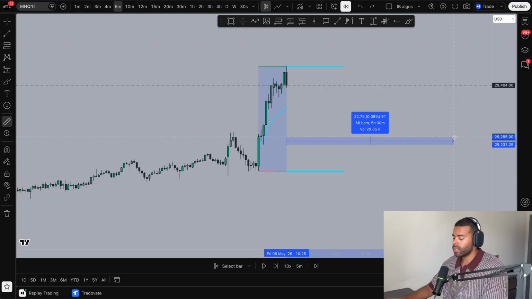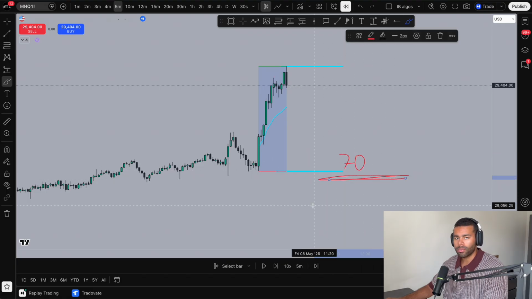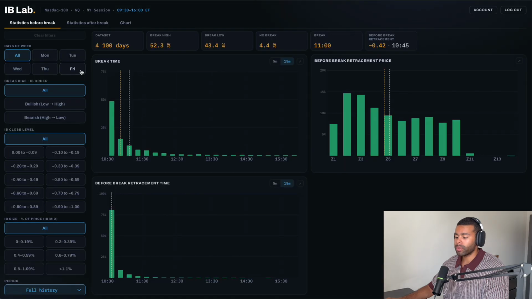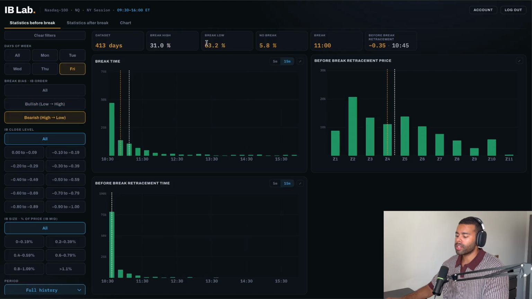So anywhere from 10:30 to 4 p.m. Then you might know that if we create lows first and highs second, we have around 70% chance that we are going to break highs first. And vice versa, if we created highs first and lows second, then we would have around 70% chance of breaking the lows. And I can already show it in IB Lab in a matter of seconds. We have Friday and we have bullish scenario since we created lows first, and we have 72% of breaking highs. If we created highs first and lows second, we would have 63% for breaking lows.